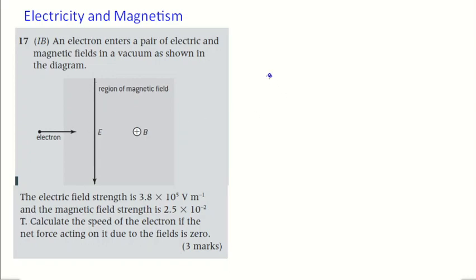So let's draw a free body diagram. There should be some electric force pushing that particle upwards.